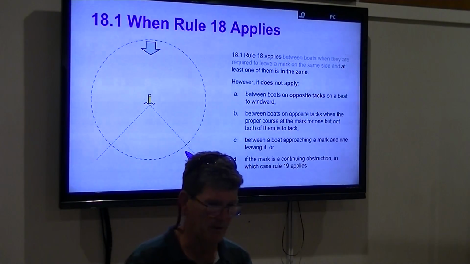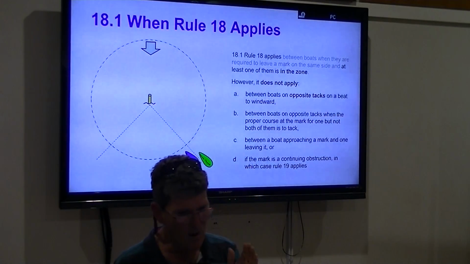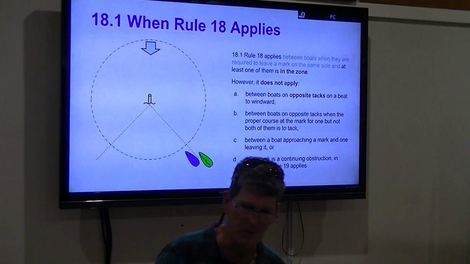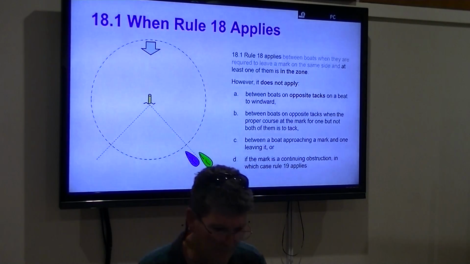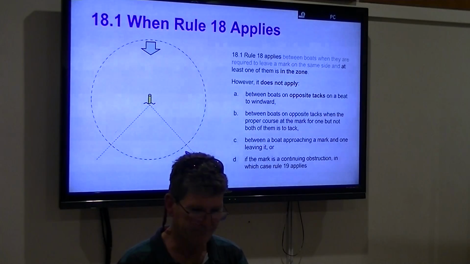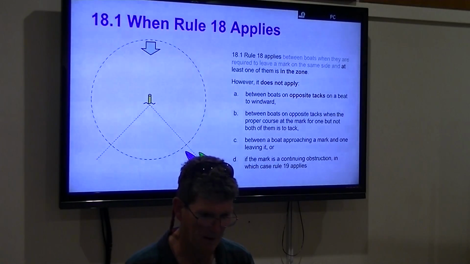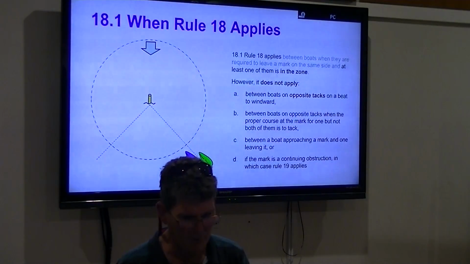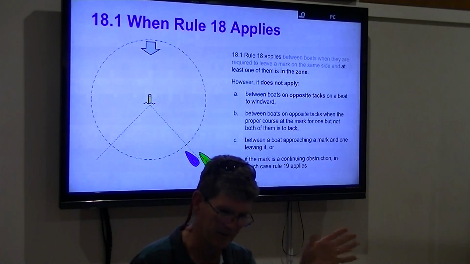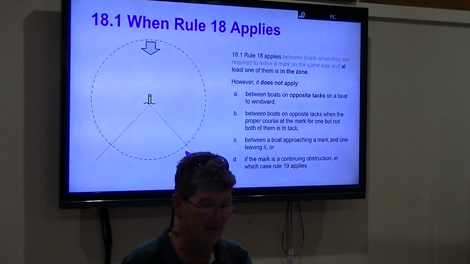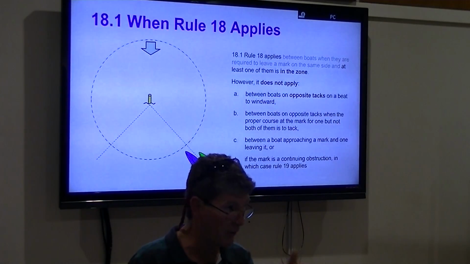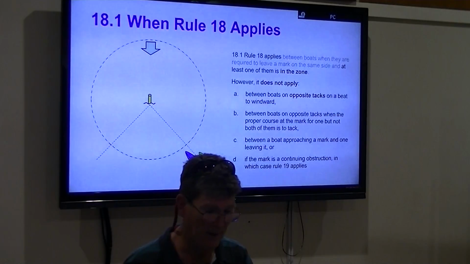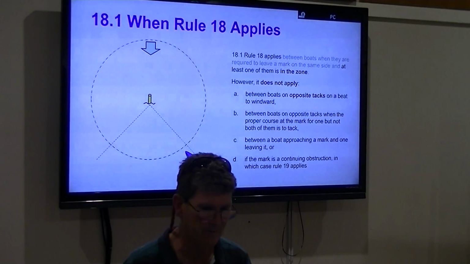When Rule 18 applies, 18.1. It's quite a verbose rule, but there are only a fair few points in here. Rule 18 applies between boats when they are required to leave the mark on the same side, and at least one of them is in the zone. So there's a zone of 3 boat lengths around the mark, and that's the definition of it.